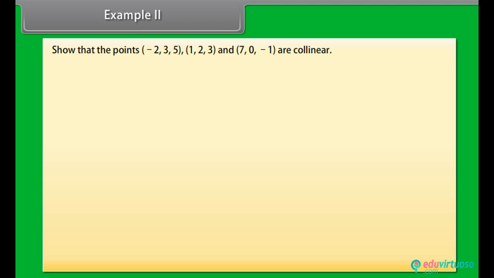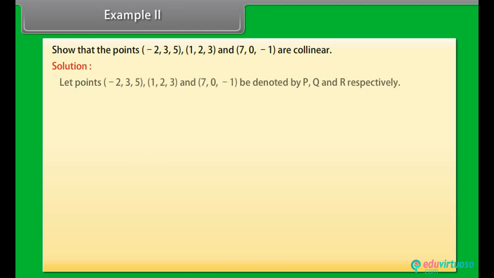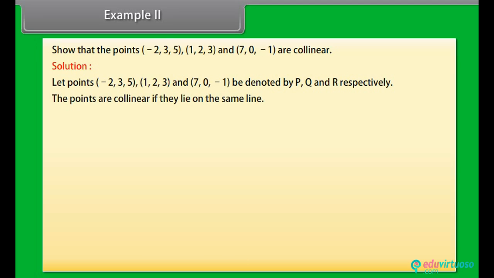Example 2. Show that the points -2, 3, 5, 1, 2, 3 and 7, 0, -1 are collinear. Solution: let points -2, 3, 5, 1, 2, 3 and 7, 0, -1 be denoted by P, Q and R respectively. The points are collinear if they lie on the same line.